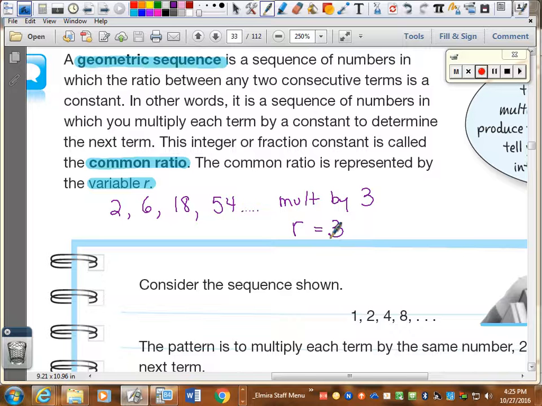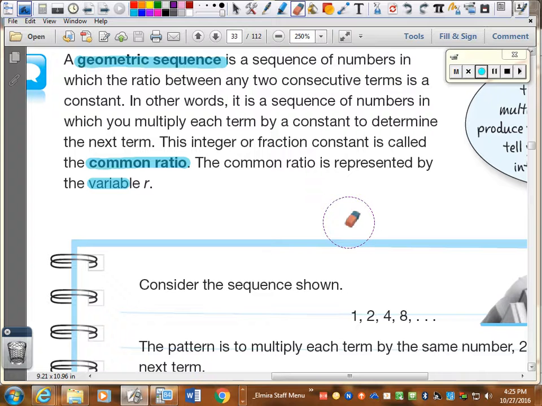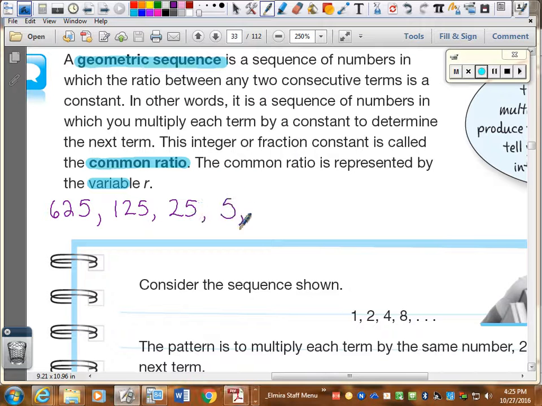Now, tricky, because division is part of this. Yes, it is, but we don't say the pattern is divide by 5. Let's say I started at 625. I divide by 5, and that's 125. And I divide by 5, and that's 25. And I divide by 5, and that's 5. And I divide by 5, and that's 1, and so on.